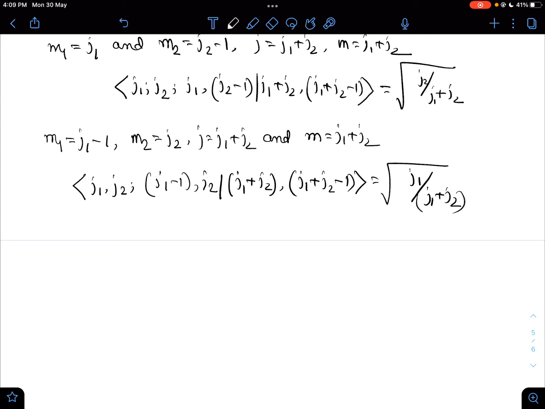In a future video, I will give an example of how to find these Clebsch-Gordon coefficients. So in that case, that will be much clearer to you.